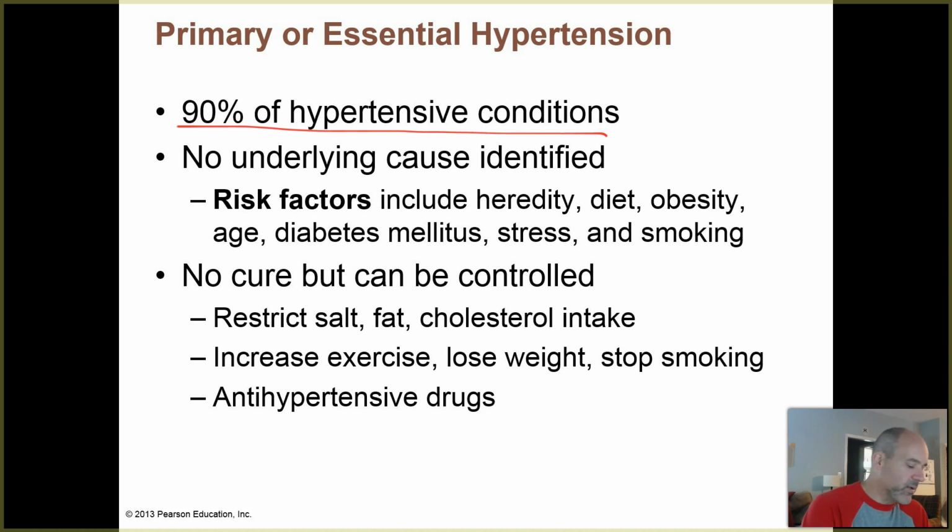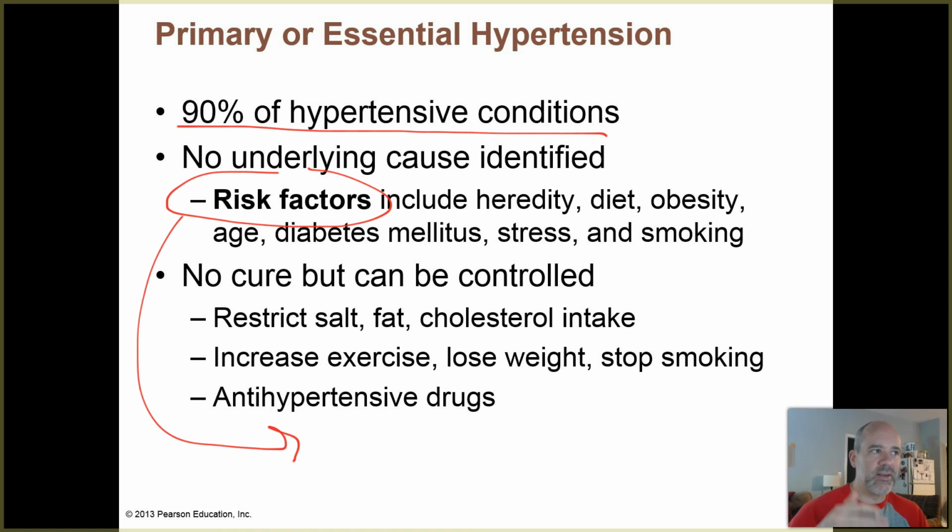What puts you at risk for this? That's what risk factors are. I've found in the past that some students don't understand the term risk factor, so you should be sure you understand what a risk factor is. A risk factor is something that increases your risk of having a condition. So the things that are listed here, if you have these, this makes it more likely that you're going to have primary hypertension. You're going to have high blood pressure.